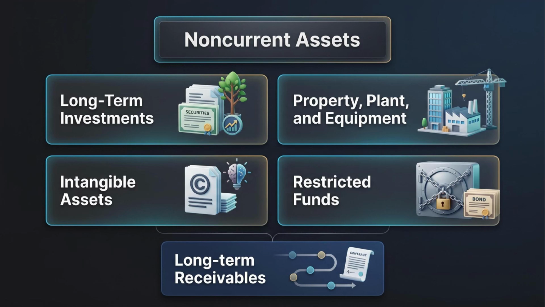Non-current assets are resources that do not meet the current classification criteria. These assets normally provide benefits beyond the current operating cycle or 1 year. Long-term investments are not intended for near-term conversion into cash. Property, plant, and equipment support operations over several periods. Intangible assets such as patents, trademarks, customer relationships, and goodwill provide future benefits but are not current operating cycle resources. Restricted funds are also non-current when they are tied to non-current purposes.